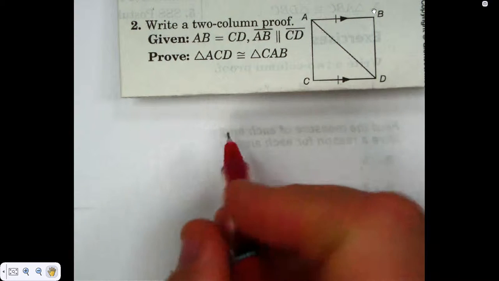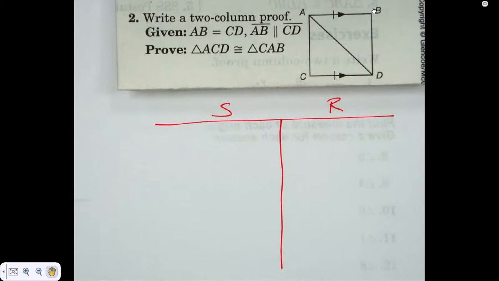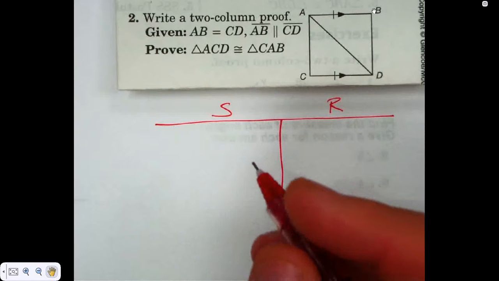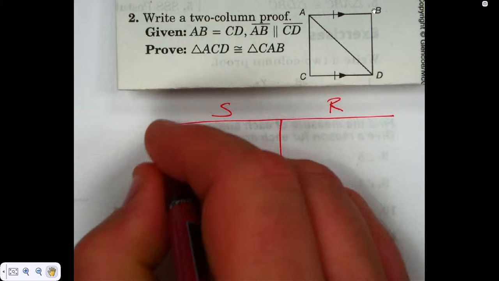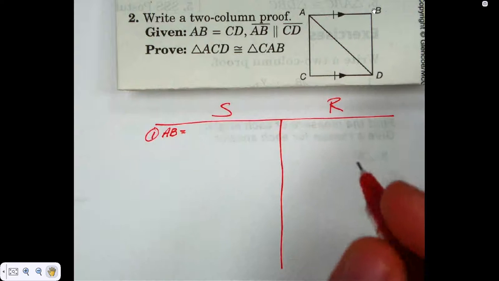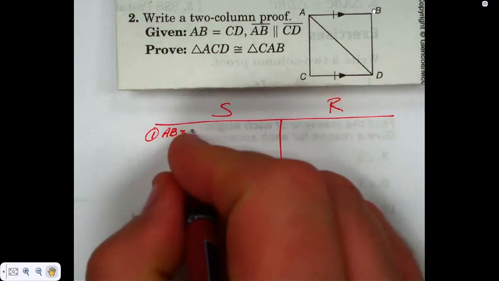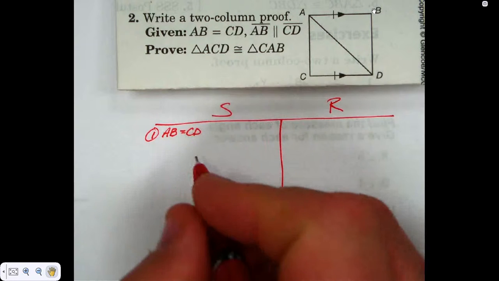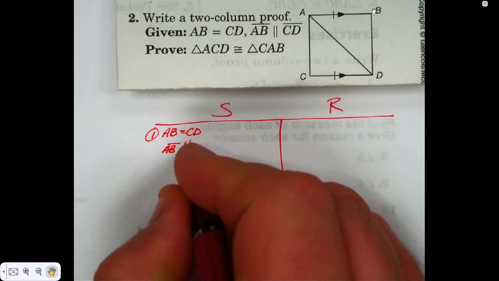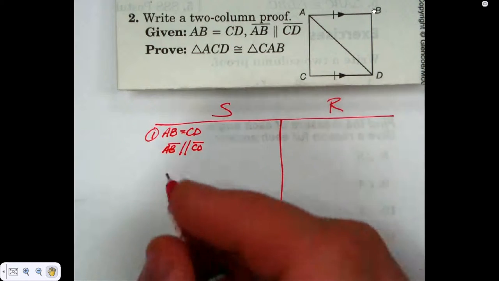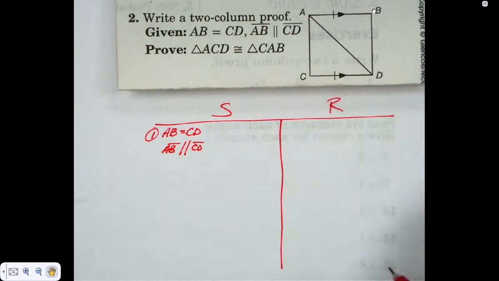Okay, write a two-column proof, that's what we're going to do. Statement, reasons. Given to us here, first of all, is that the distance from A to B is equal to the distance from C to D. It's also given that segment AB is parallel to segment CD. And we're supposed to prove that the two triangles are congruent.